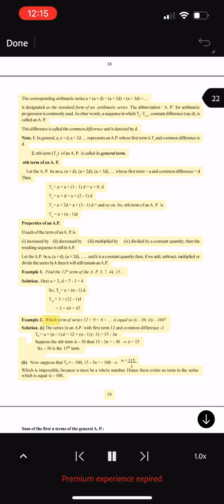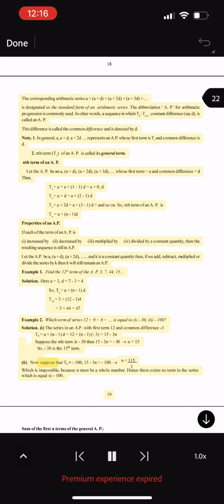Example 2. Which term of the series 12 plus 9 plus 6 plus and so on is equal to (i) minus 30, (ii) 100? Solution. (i) The series is an AP with first term 12 and common difference minus 3. tn equals a plus (n minus 1)d equals 12 plus (n minus 1)(minus 3) equals 15 minus 3n. Suppose the nth term is minus 30, then 15 minus 3n equals minus 30, so n equals 15. So minus 30 is the 15th term.